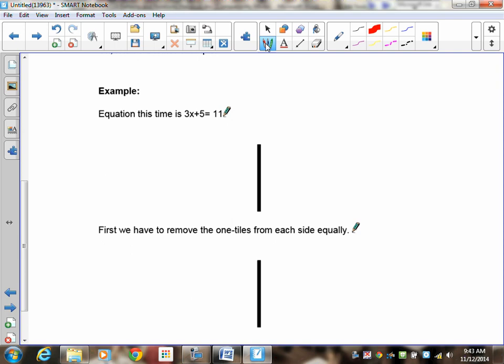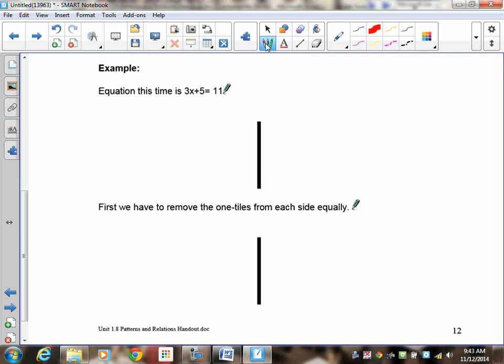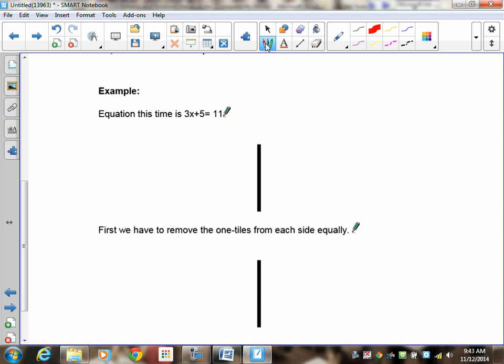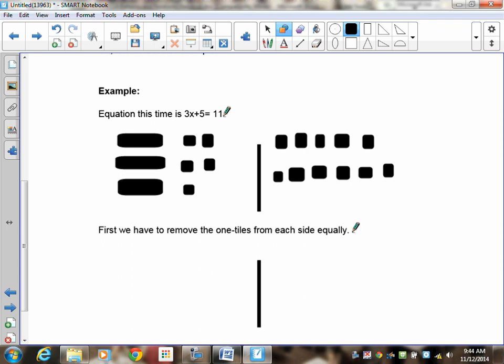Now what I'm going to do here is shorten up some of the information so that we don't have to draw as many times. The first thing you have to do is go 3x plus 5 is equal to 11. So that's my first goal. 3x plus 5: 1, 2, 3, 1, 2, 3, 4, 5. And over here I have 11: 1, 2, 3, 4, 5, 6, 7, 8, 9, 10, 11. Now, I've drawn it. Check.